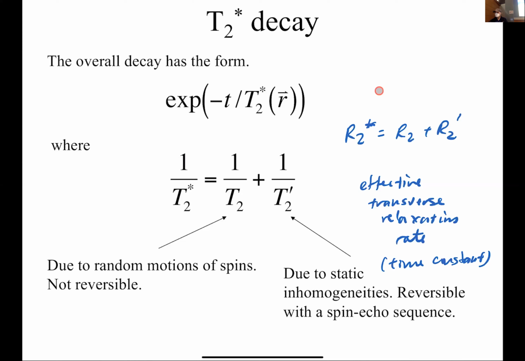Then the interesting thing though is that one of these is reversible. We can actually get rid of one of these. So the T2 is obviously due to random motion. It's random, so there's really nothing we can do about that. But this is due to something that we should be able to measure. And so in principle, it should be reversible. And it turns out we'll end this lecture with a discussion of the spin echo sequence.